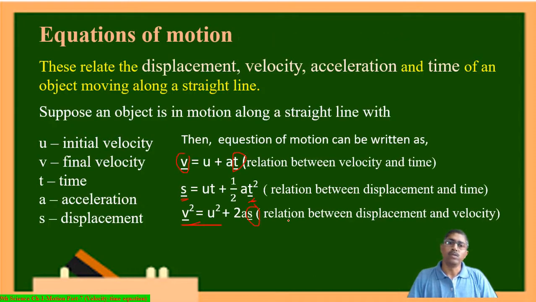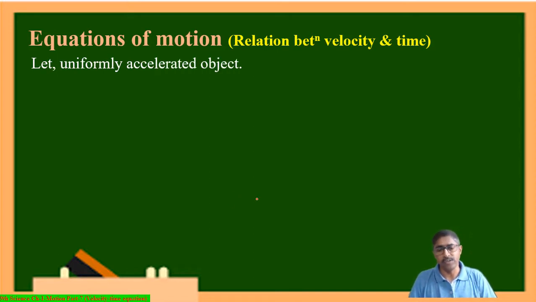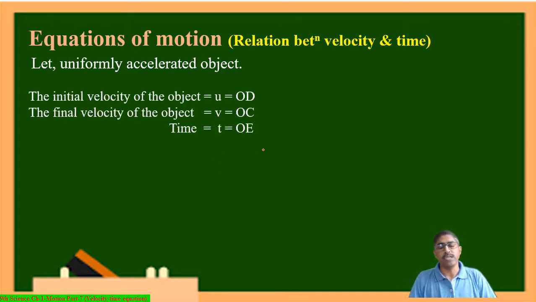We are going to prove these equations by the graph. Let a uniformly accelerated object, that means an object moving with uniform acceleration, have initial velocity u, final velocity v, and the time taken to reach a certain point is t.